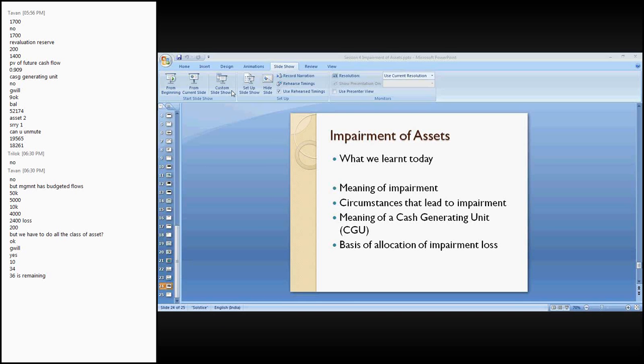Amit, what's the frequency that they should test for impairment? I mean, you mentioned the internal and external factors, but Annually.